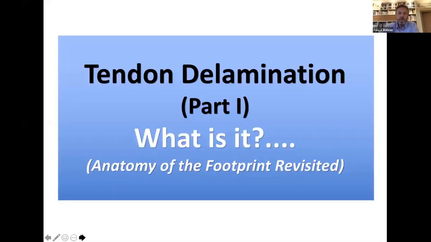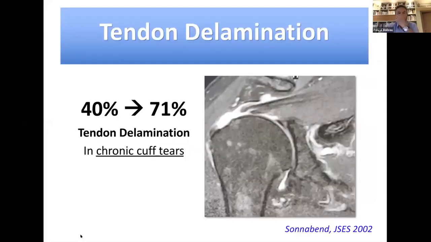So first part, tendon delamination. Should we revisit the anatomy of the footprint? First of all, this tendon delamination has been underestimated because the rate of delamination in cuff tears, chronic cuff tears, of course, is between 40% and 70%. It's a lot, and we probably underestimate this tendon delamination.